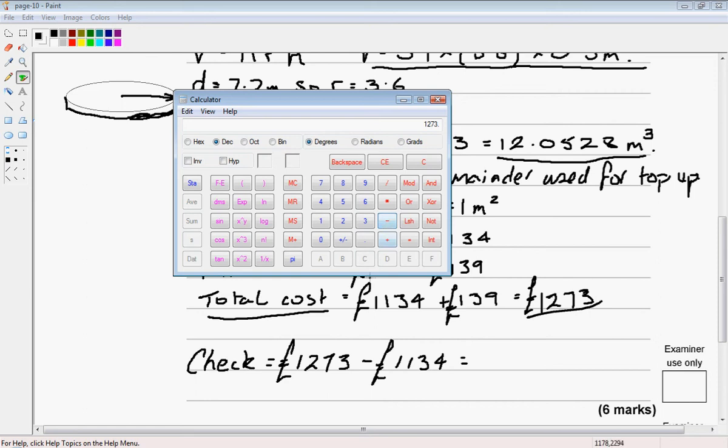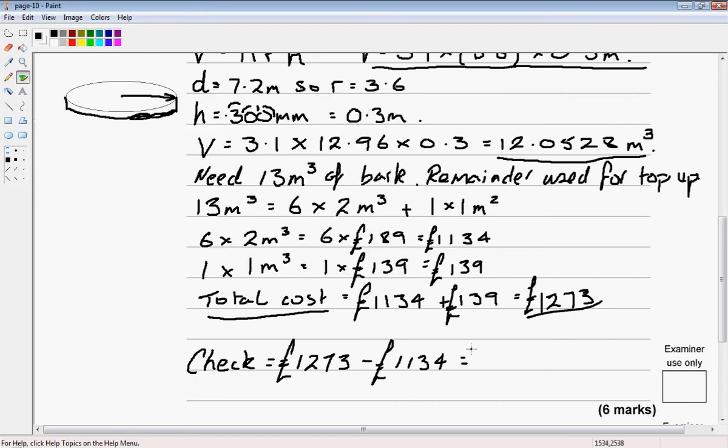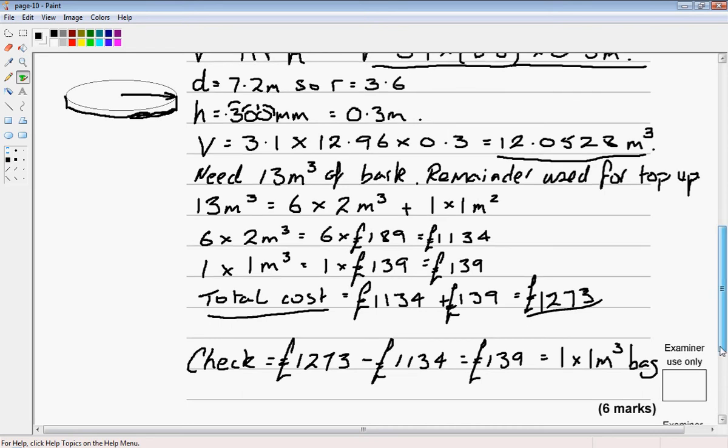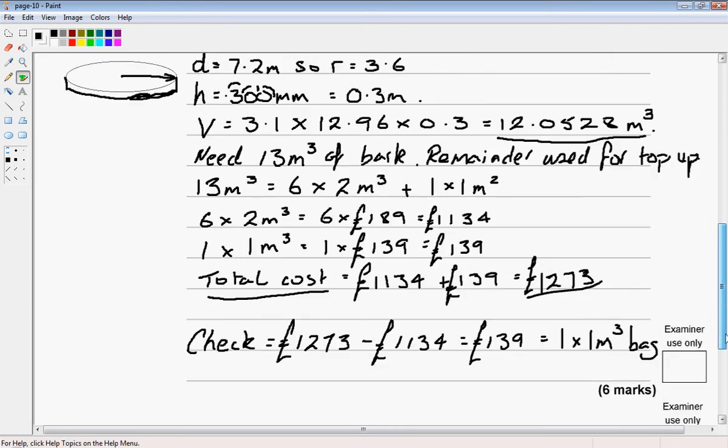So we have 1273 here. If we subtract the 1134, which is the cost of the 2 cubic meter bags, that does give us 139. So we're left with £139, which equals 1 times 1 cubic meter bag. Okay, and that would be a good enough check.